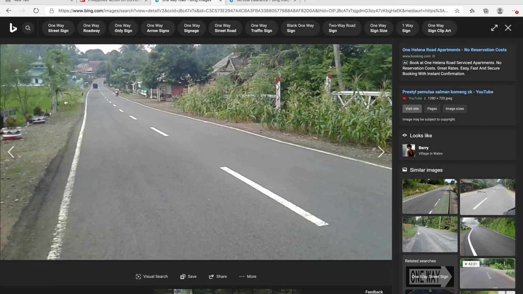Okay? So from this profile, the design engineer determines the grade of the road. So grade, ibig sabihin, it is the pagtaas or pagbaba ng road. Okay, vertical.